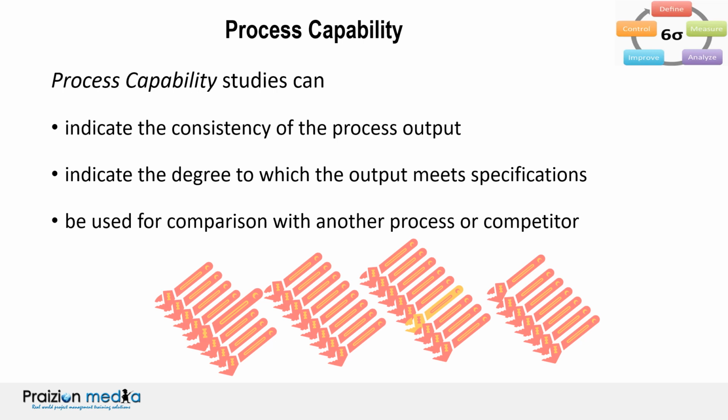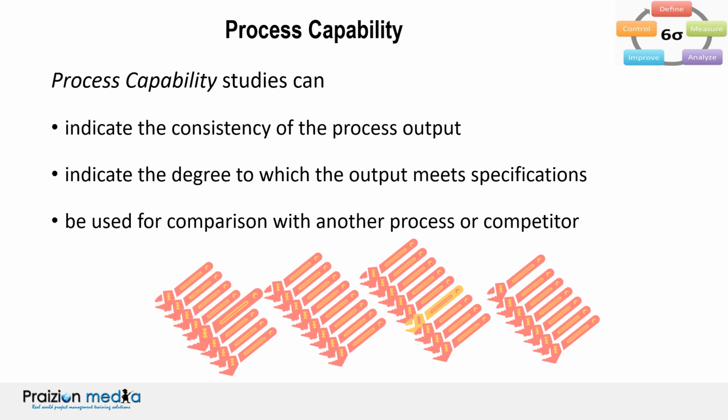Process capability indicates the consistency of the process output. It indicates the degree to which the output meets the specification. It can be used for comparison with other processes or competitors. We talked about the first 2 items in the previous slides. It shows how you are following within the limits of the voice of customer. The third point here is you compare it with other processes. It is a process independent metric now.